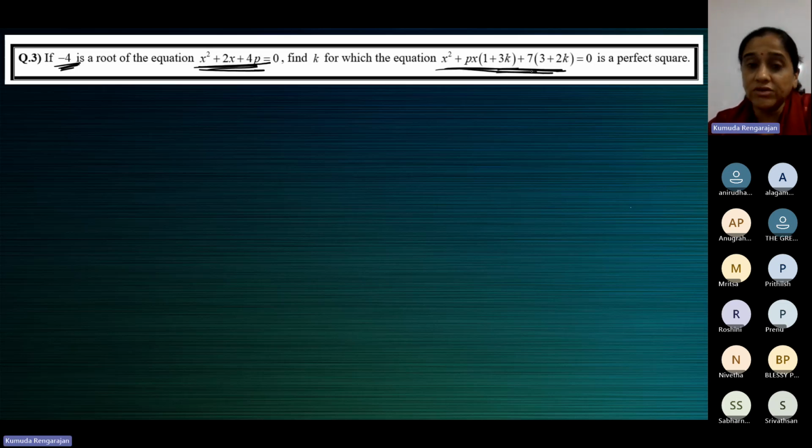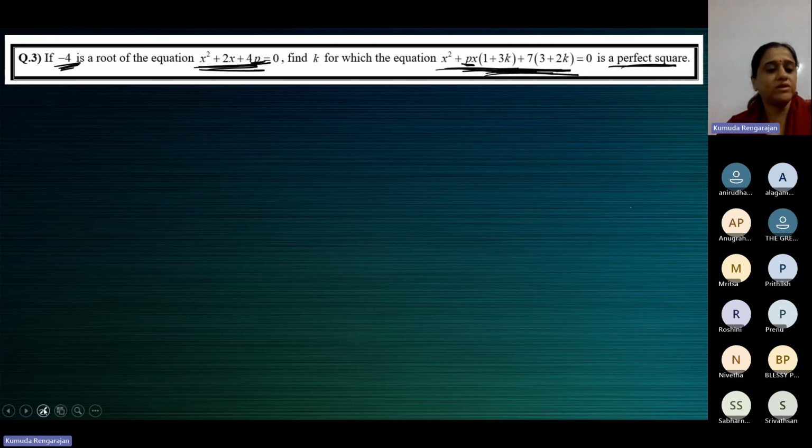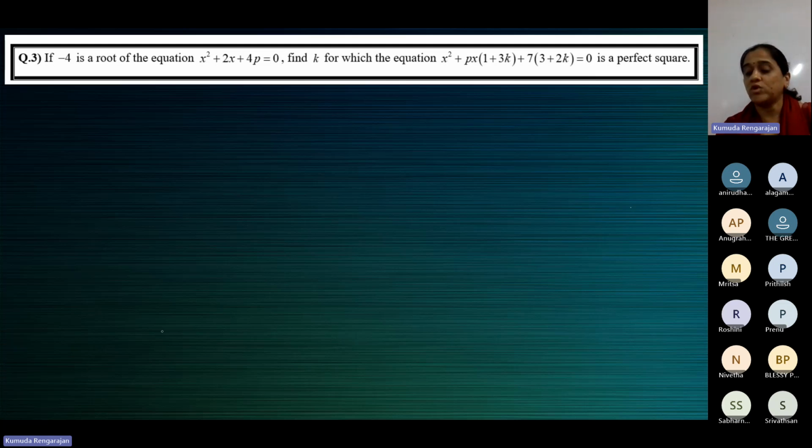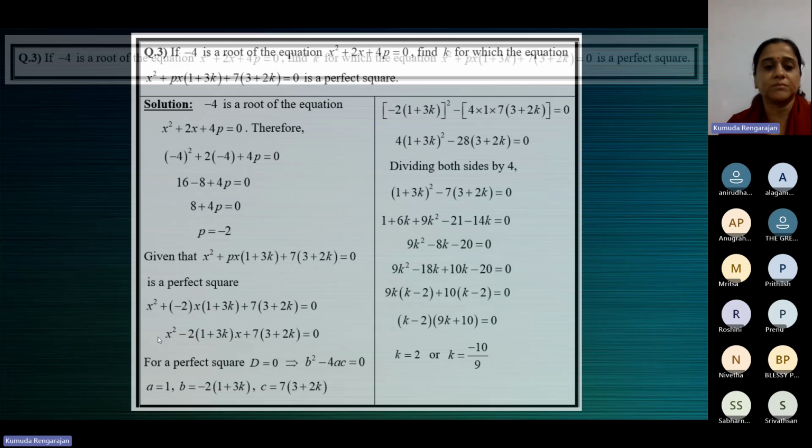Now for this equation, you can use this p value. You can put the value of p because same question, same letter. But what is the condition for this quadratic equation? It's a perfect square. If it's a perfect square, the roots are real and equal. That means the discriminant is equal to 0. For a perfect square, d is equal to 0.